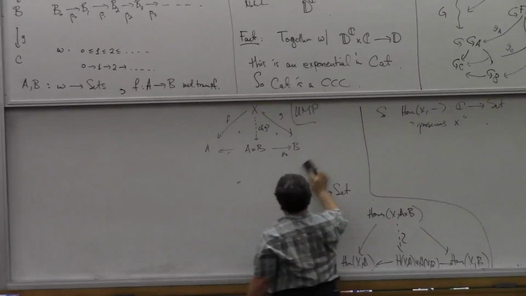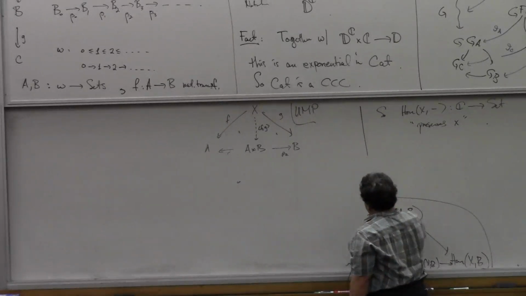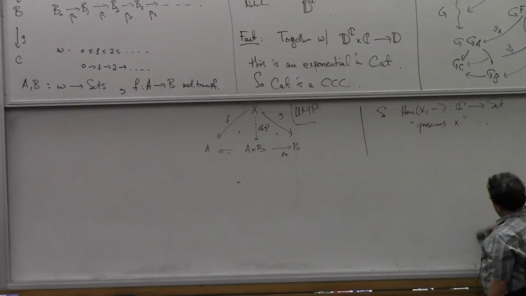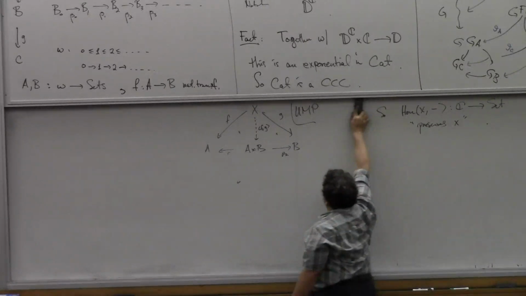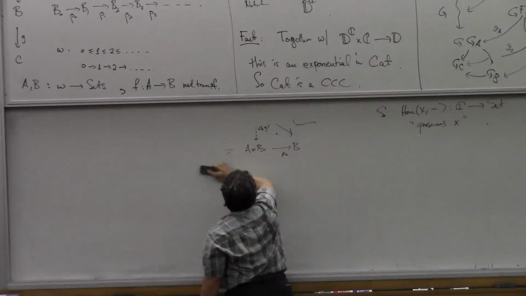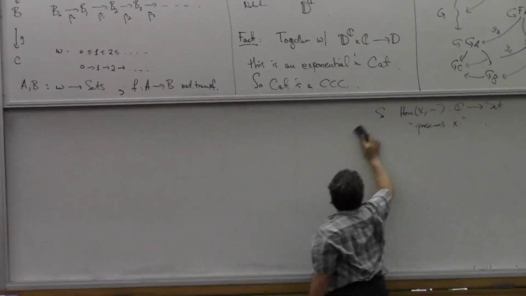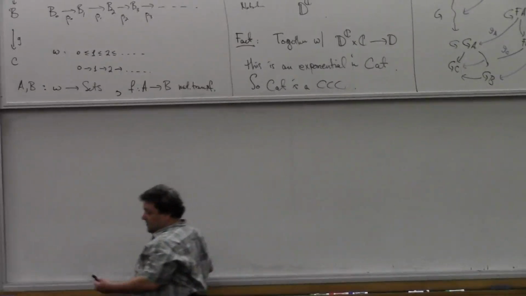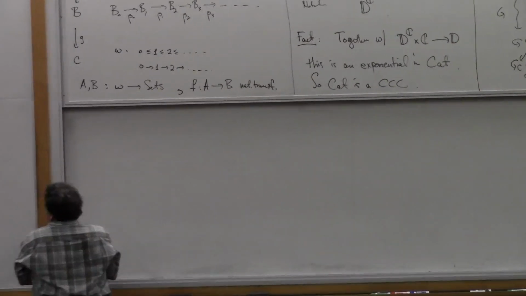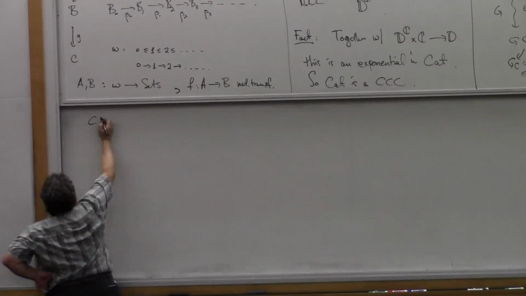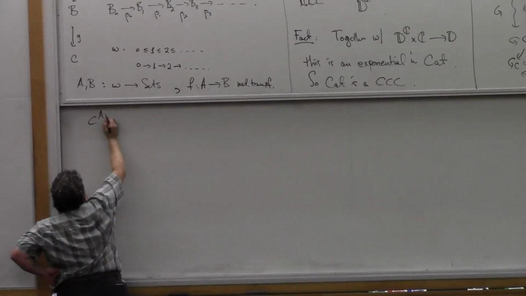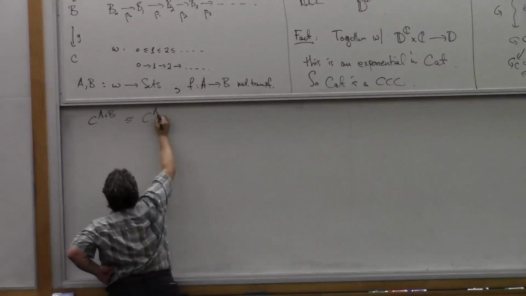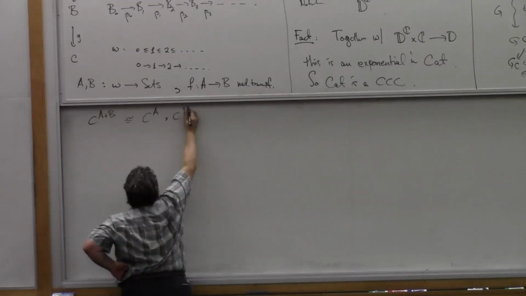I don't deny that it's a bit much theory the first time you see it, but hey, nothing's free, you know. The question is not, is it a lot, but is it worth it? And so that's what I want to persuade you of, that it's worth the trouble, because once you've built the machine, it works. So I want to show that C to the A plus B is isomorphic to C to the A cross C to the B.